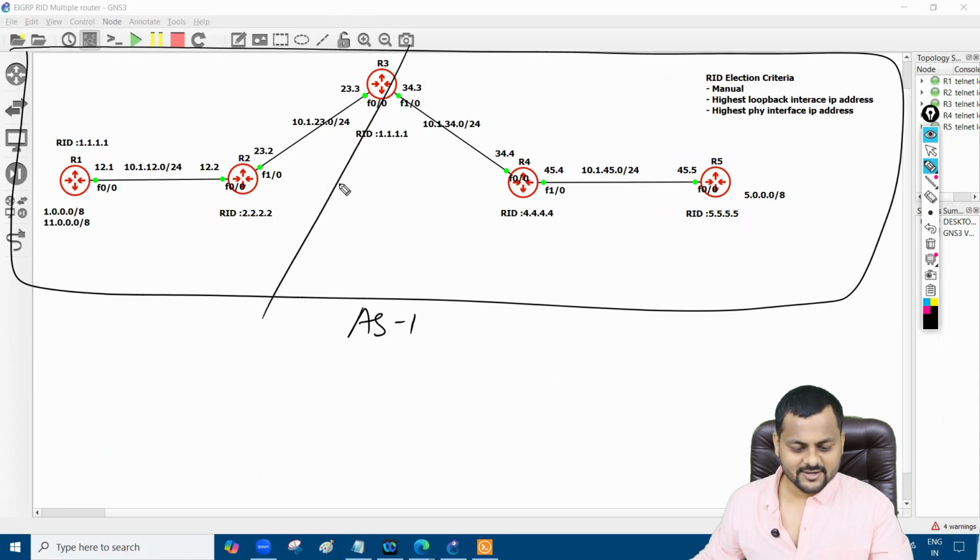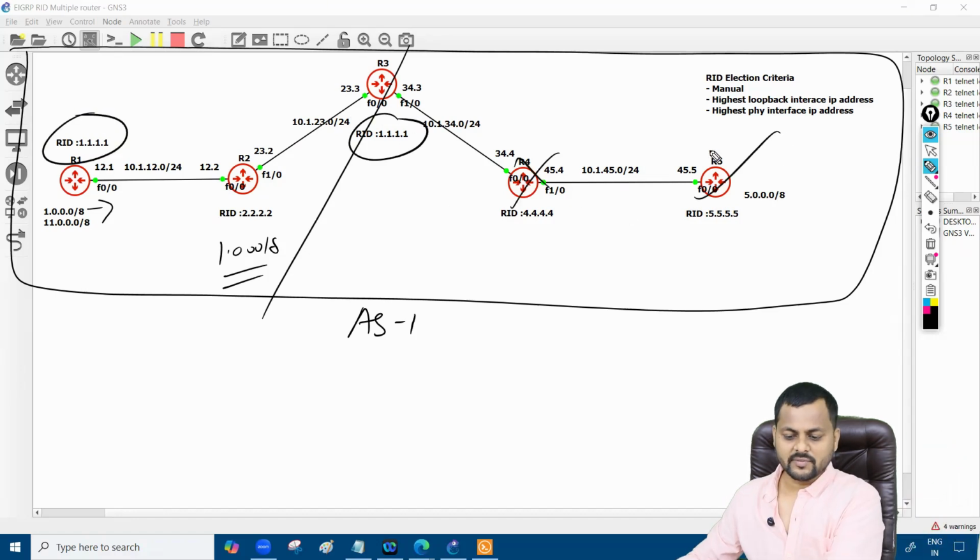Why am I saying that? This is AS number 1, and this part is totally divided right now. So even the 1.0 information comes to R2. R2 will have this 1.0/8 information. R3 will not have it, of course, because of the same router ID. Not even R4 will have it, not even R5 will have it. So even my communication will be down from R5 to R1.